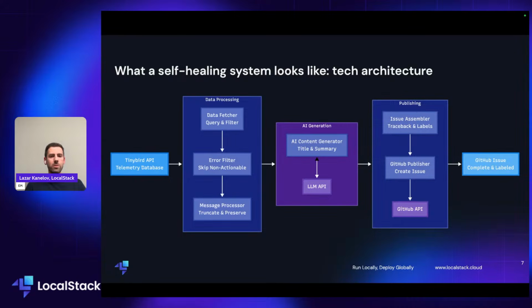And also the last part of this pillar is the actual processor, because as I mentioned, we are about to feed this data into a large language model. And as you know, large language models have some limitations like the tokens limit, for example, and we need to make sure that we are not overloading the large language model with too much data. So yeah, this is the data processing pillar.